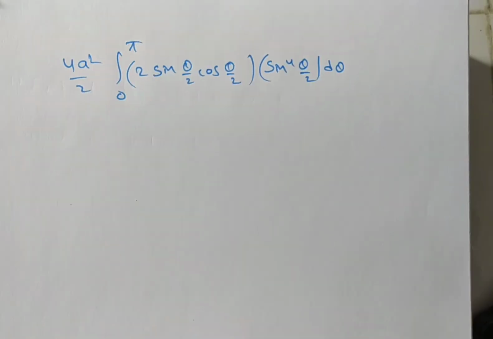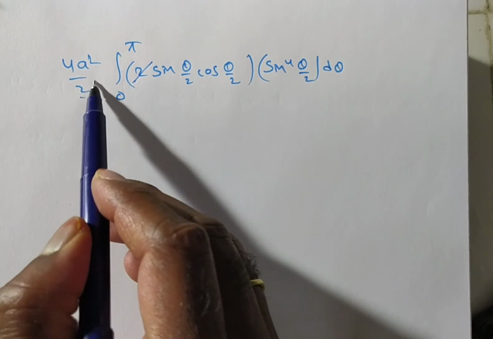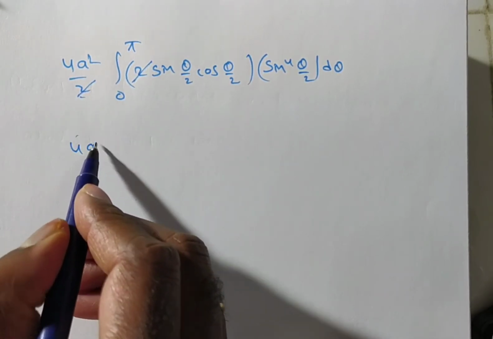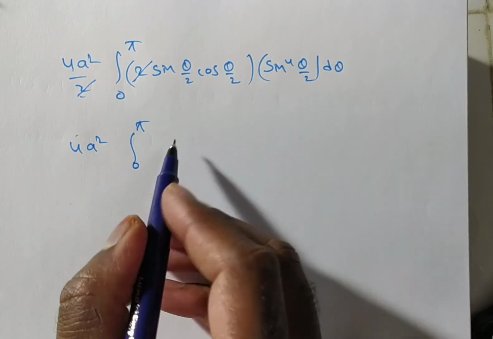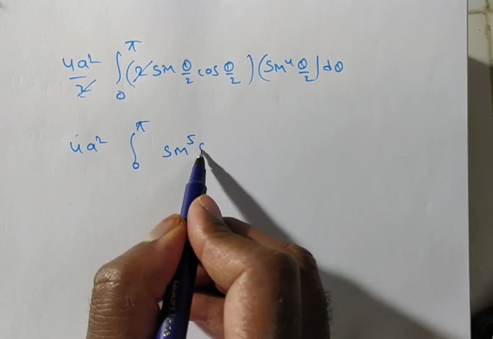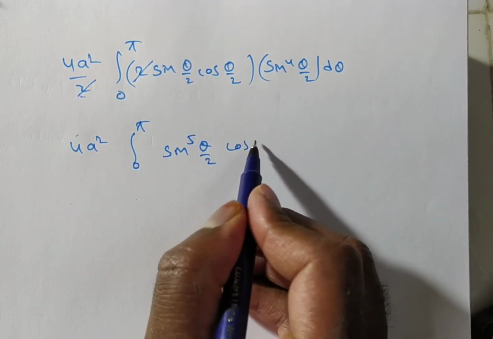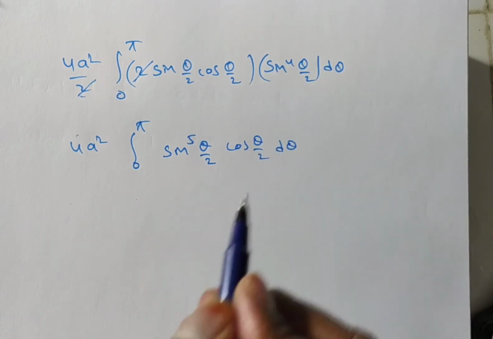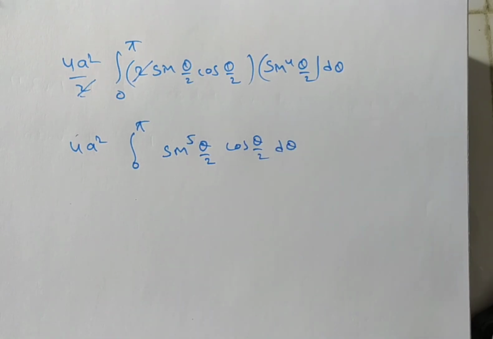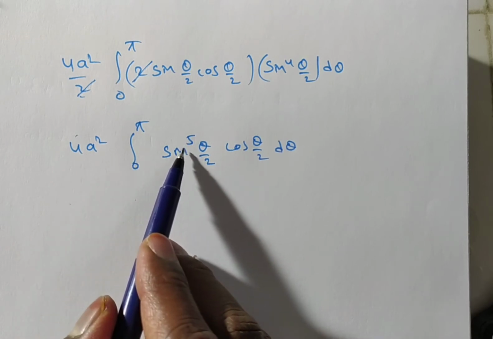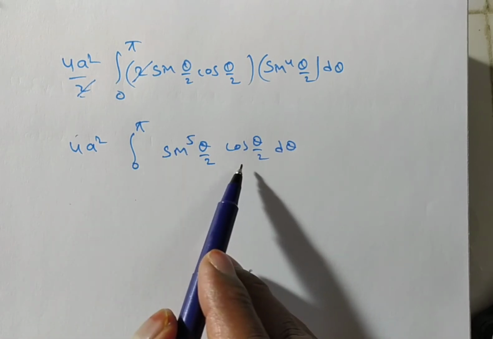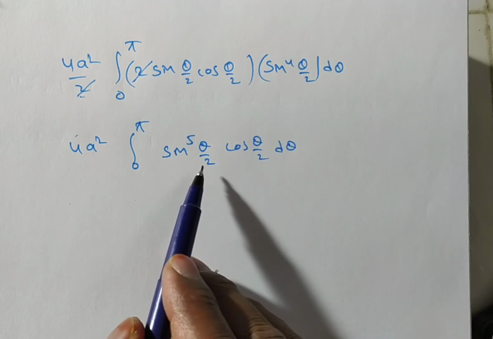Okay, numerator 2 denominator 2 getting cancelled. Now I am writing the terms: integral 0 to pi sin theta into sin to the power of 4 is nothing but sin to the power of 5 theta by 2 into cos theta by 2 into d theta. Okay, now you observe friends, sin to the power of 5 by 2 is there, into cos to the power of 5 by 2. I can do this problem in two methods.